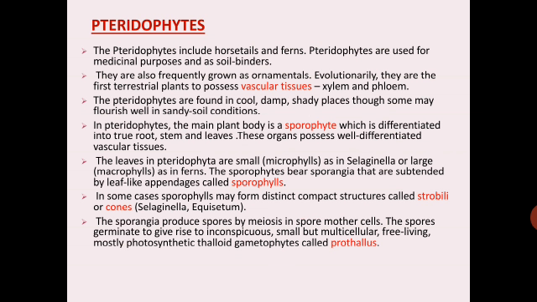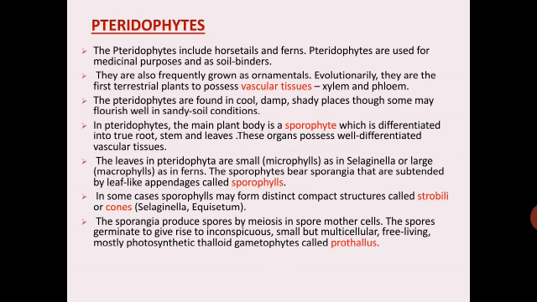Besides, they have the vascular tissues, that is xylem and phloem. They are also frequently known as ornamentals. Evolutionarily, they are the first terrestrial plants to possess vascular tissues, xylem and phloem, and they are found in cool, damp, shady places, though some may flourish well in sandy soil conditions.